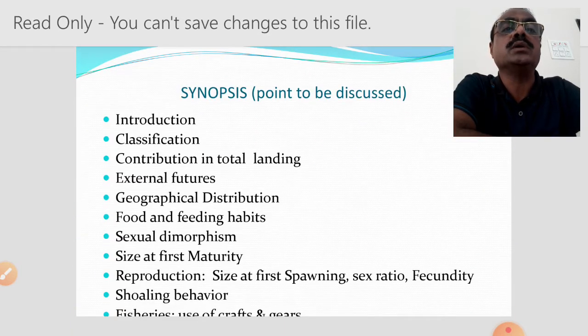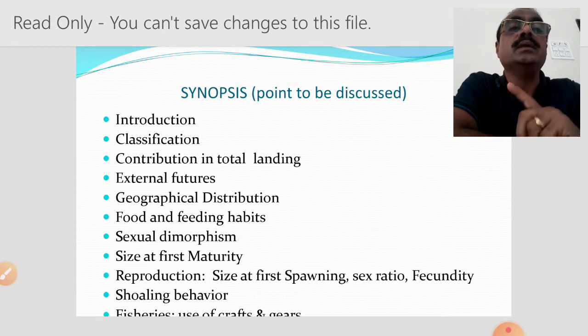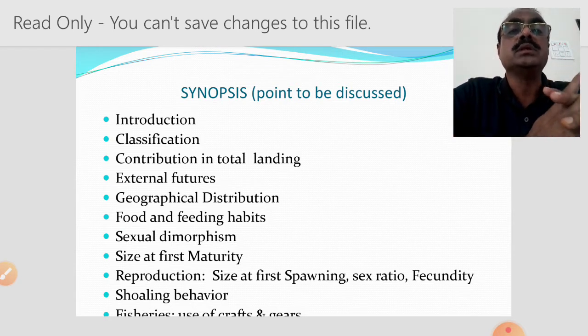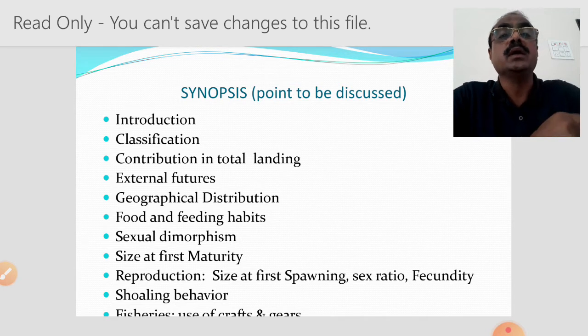First, we will see the synopsis of the Indian mackerel fishery. What points are we going to discuss under the mackerel fishery? First, an introduction about that fishery. Second, the classification of the fish, and how much the mackerel contributes to total marine landings. Then we will see the external features, then local distribution and geographical distribution, what type of food and feeding habits the mackerel has, what the sexual dimorphism in mackerel fish is, then size at first maturity, and reproduction.